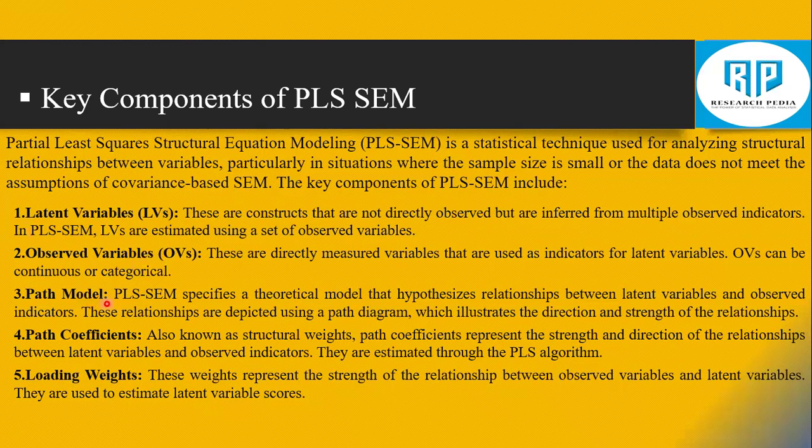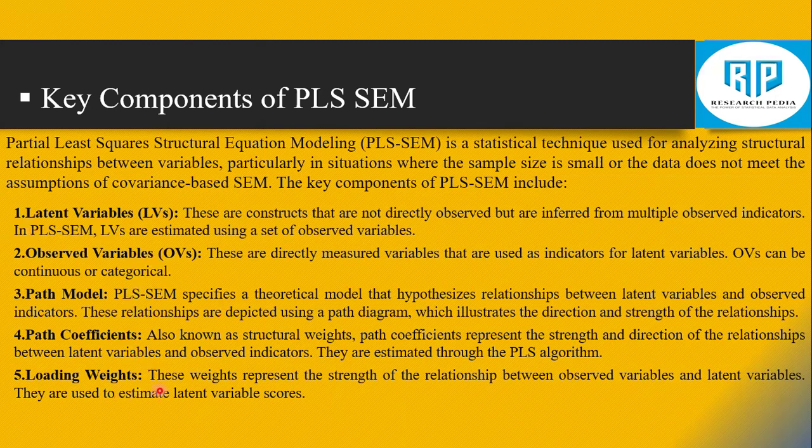So next thing is the path model. The path model basically specifies a theoretical model that hypothesizes relationships between latent variables and observed indicators. Next is the path coefficient. The coefficient you calculate from your path model is basically used as a path coefficient. It is basically a beta coefficient which you find through the path model.